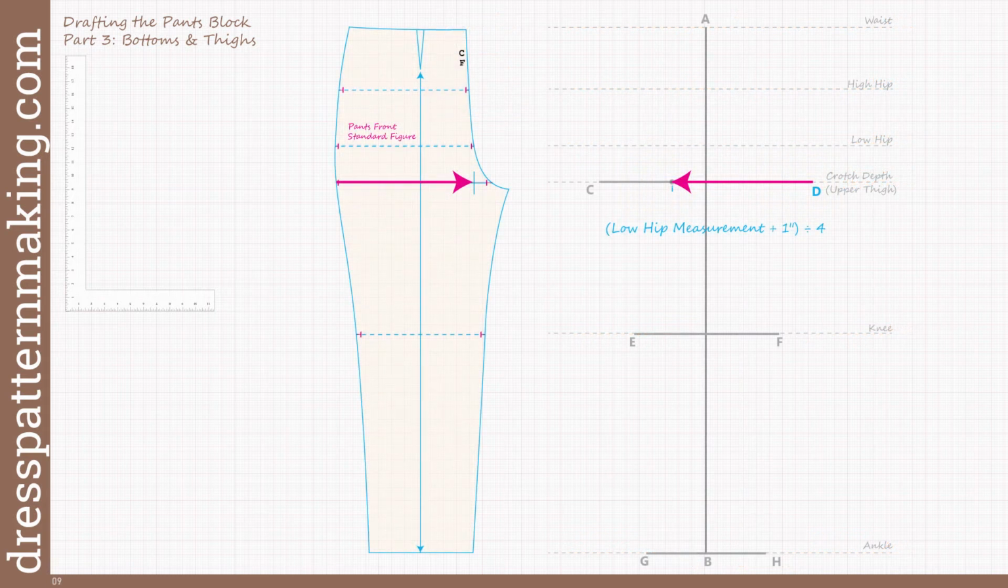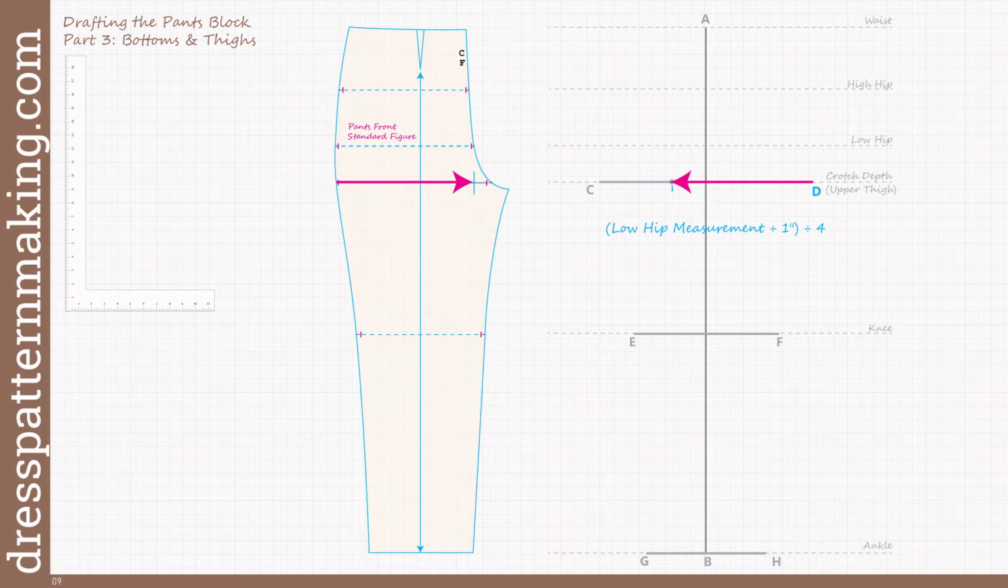Now, what is more crucial is that I completely neglected to tell everyone that this applied also to the back as well. So at 19.5 minutes into the video, when I said use your low hip measurement plus 1 inch divided by 4 when drafting the back, I should have also said the same thing as I said in the front. I should have said that if your largest measurement is at the crotch level, use your widest crotch level measurement instead of the low hip.